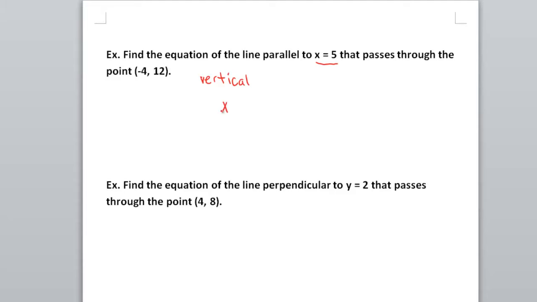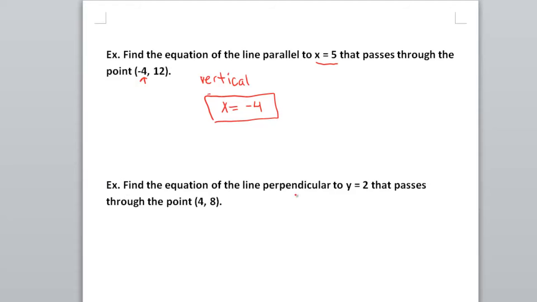Since a vertical line always has the form x is equal to a number, we know that our line has the equation x is equal to -4. In this problem, since we knew that our line was parallel to a vertical line, we realized that we were just looking for another vertical line. Let's look at this next example.